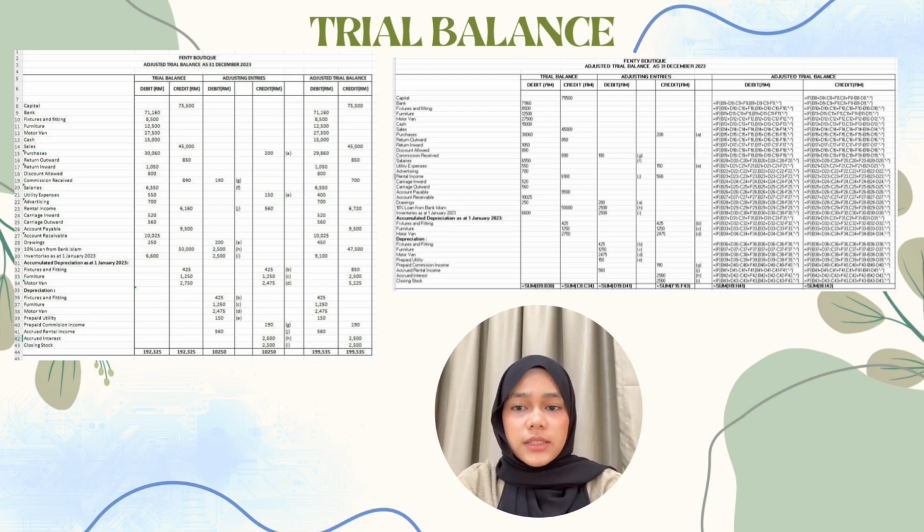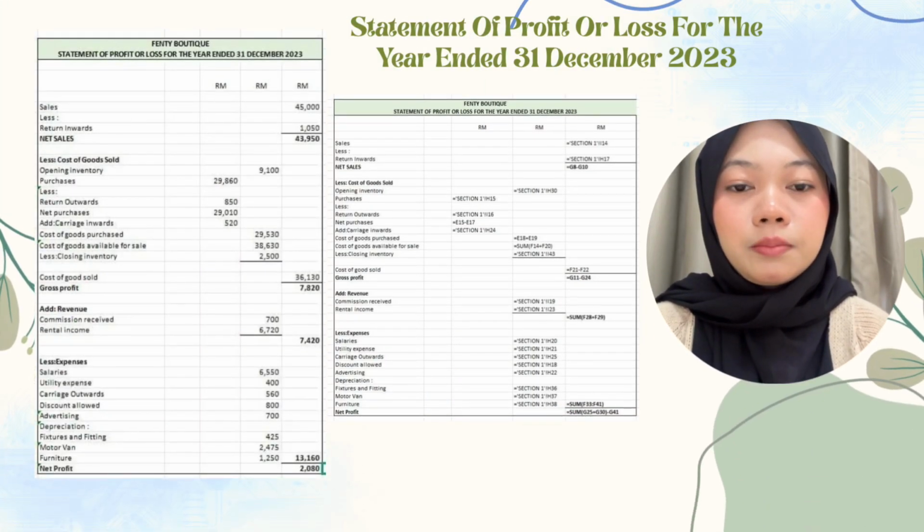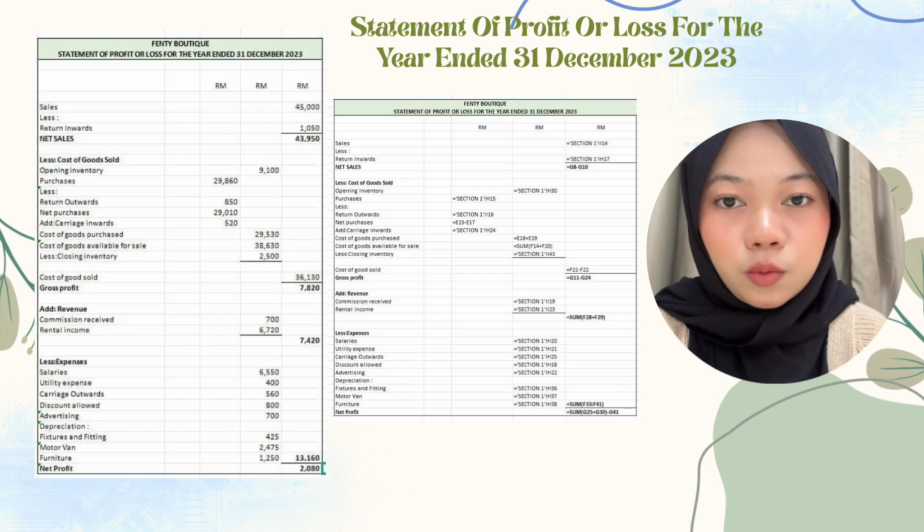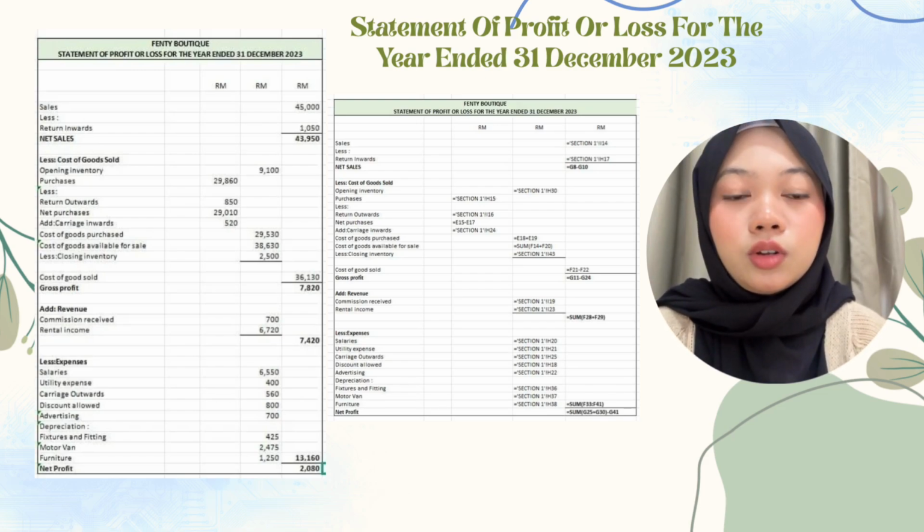As shown in this slide, this is our adjusted trial balance. We use the IF function, and to get the total of credit and debit, we use equals SUM H9 and drag down until H41. This is our statement of profit or loss for the year ended 31 December 2023.